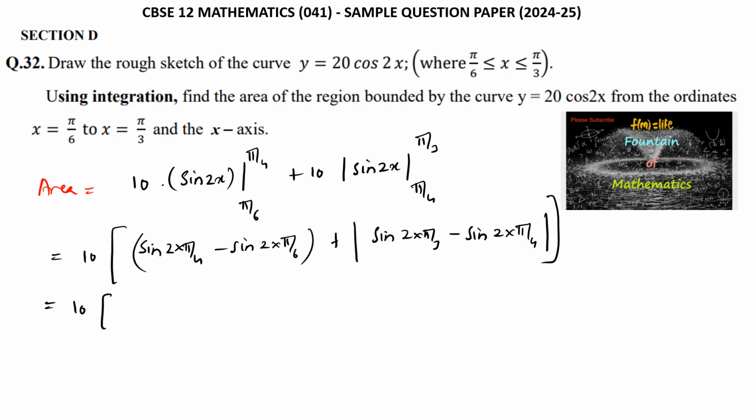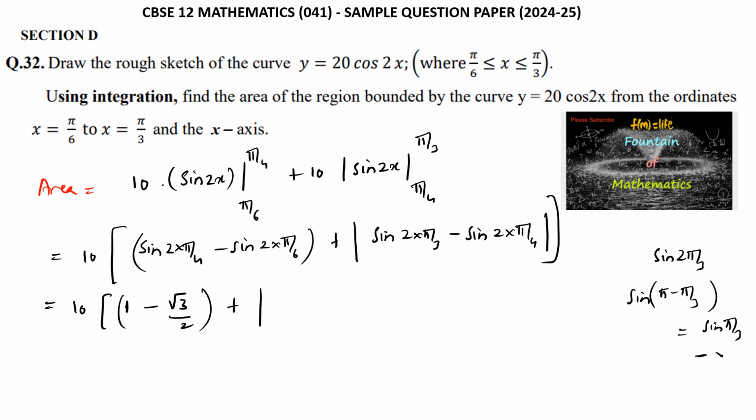which is 10 times, sine 2 into pi by 4 is pi by 2, sine pi by 2 value is 1, minus, and here 2 into pi by 6 is pi by 3, sine 60 is root 3 by 2. So 1 minus root 3 by 2, and again here the mod sine 2 into pi by 3 is sine 2 pi by 3 value, pi minus pi by 3. In the second quadrant sine is positive, so we can write sine pi by 3, which is root 3 by 2. And again minus sine 2 into pi by 4 is pi by 2, sine pi by 2 value is 1.